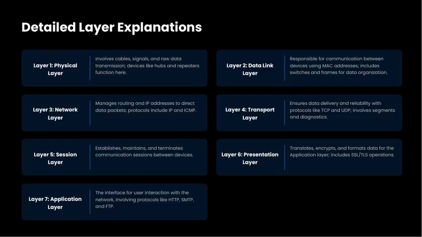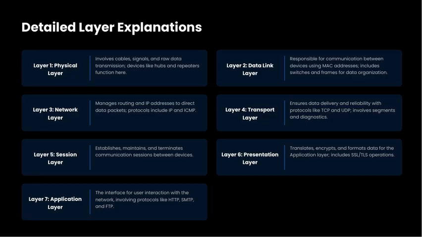Now, let's take a closer look at the physical layer, which is the foundation of our network. This layer involves cables, signals, and raw data transmission. Think of it as the hardware side: wires, connectors, and the electrical or optical signals that carry data back and forth. Devices like hubs and repeaters operate here, helping to amplify or regenerate signals to keep data flowing smoothly. It's all about the physical connection and ensuring that bits can travel from one device to another.